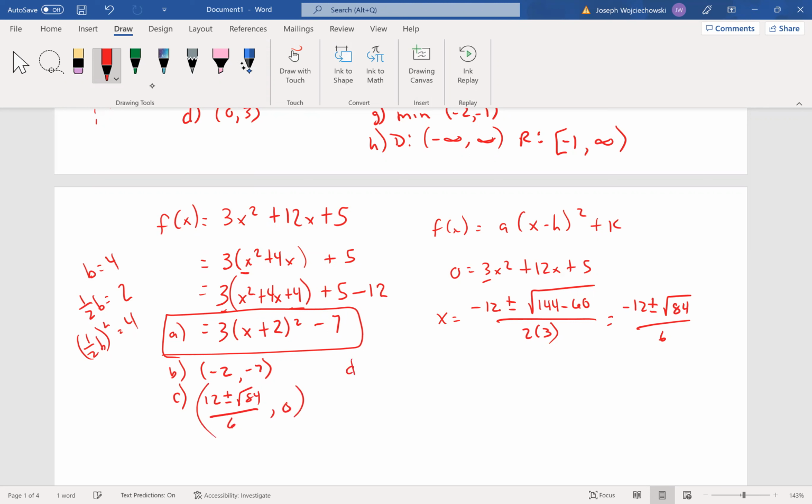Next up, we're looking at D, and we want to find the y-intercept. So f(0) equals 3 times 0 squared plus 12 times 0 plus 5, which is simply 5. And I have (0, 5) for the y-intercept.